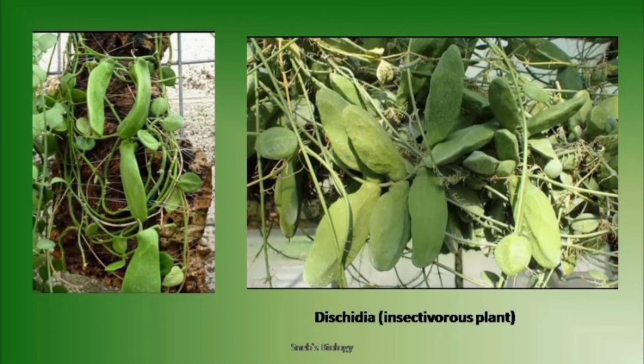There is one more type of pitcher which we see, and it is again a modification of the leaf, but that pitcher is for a different function. Here the petiole gets modified into a tendril, and the leaf blade gets modified into a pitcher which has a wide opening. Here there is no lid. The function of this pitcher is to collect water. So the dewdrops would collect into this pitcher, and the roots of these plants would dip into this pitcher to absorb water. This is seen in the case of Dischidia.